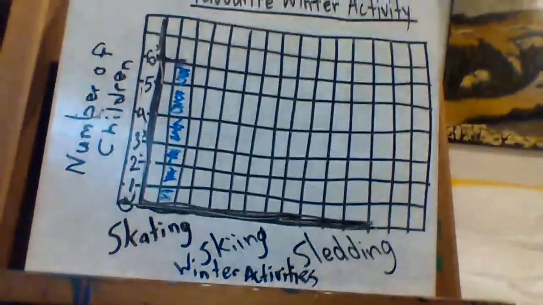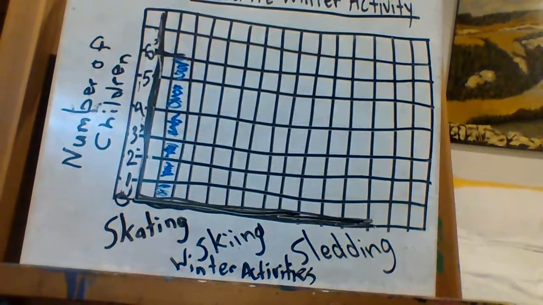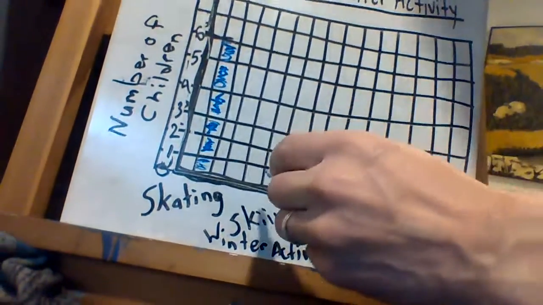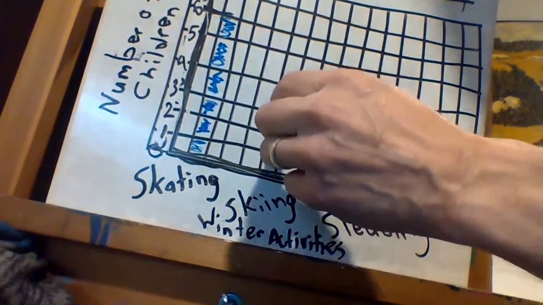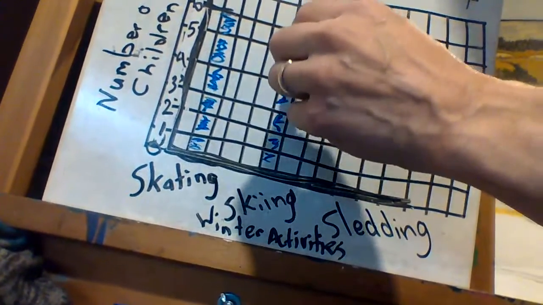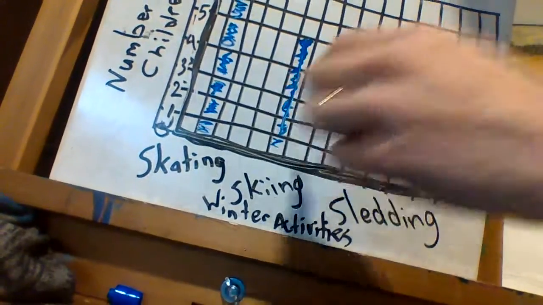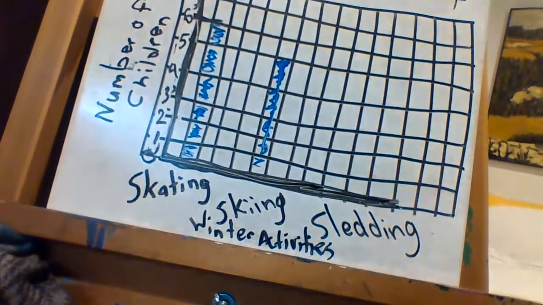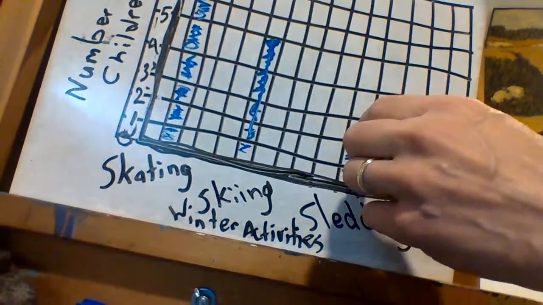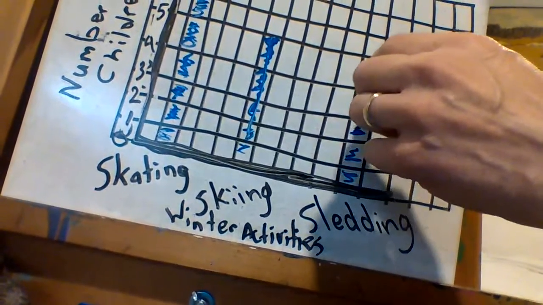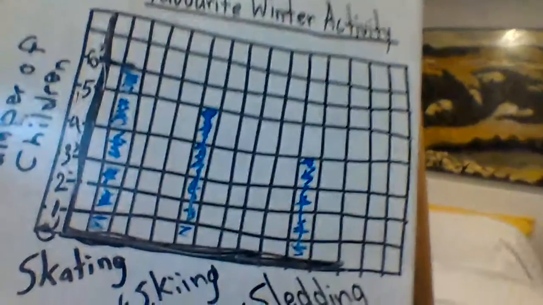Okay, now let's go to the skiers. 5. Okay, so skiing, we'll put the 5. 1, 2, 3, 4, 5. Okay, so color it all in. Normally you'd color this all beautifully in. Okay, and then of course sledding, 4. 1, 2, 3, 4. And color this all beautifully in. And there is your graph.